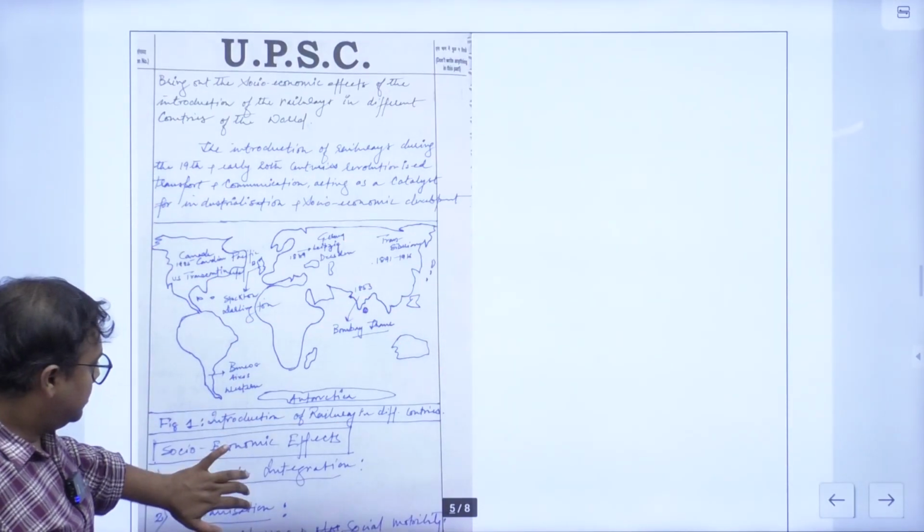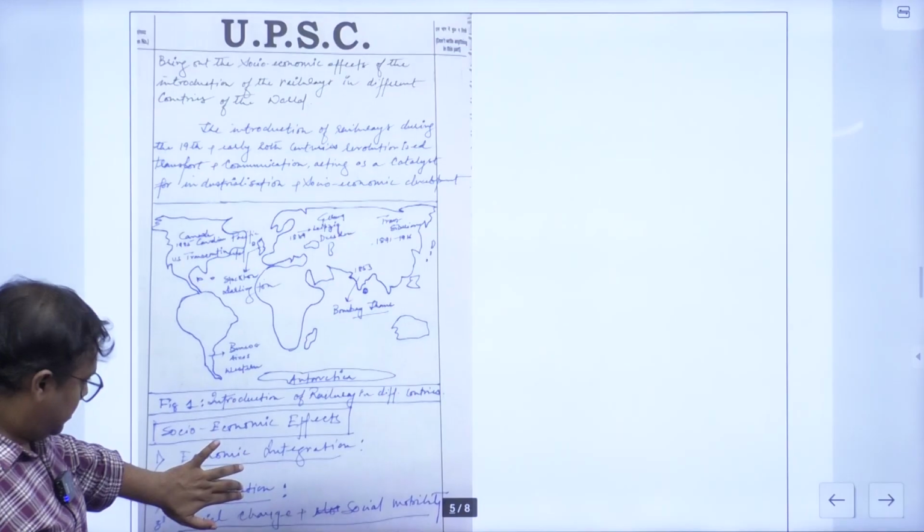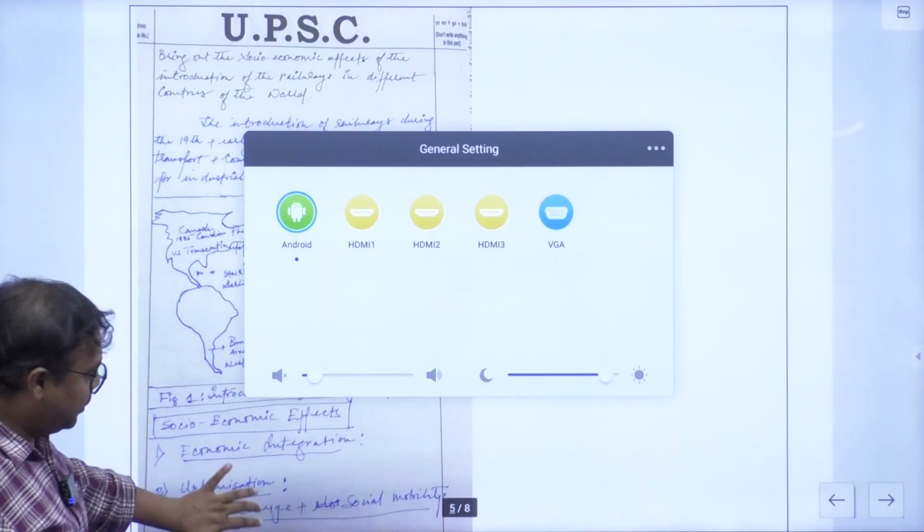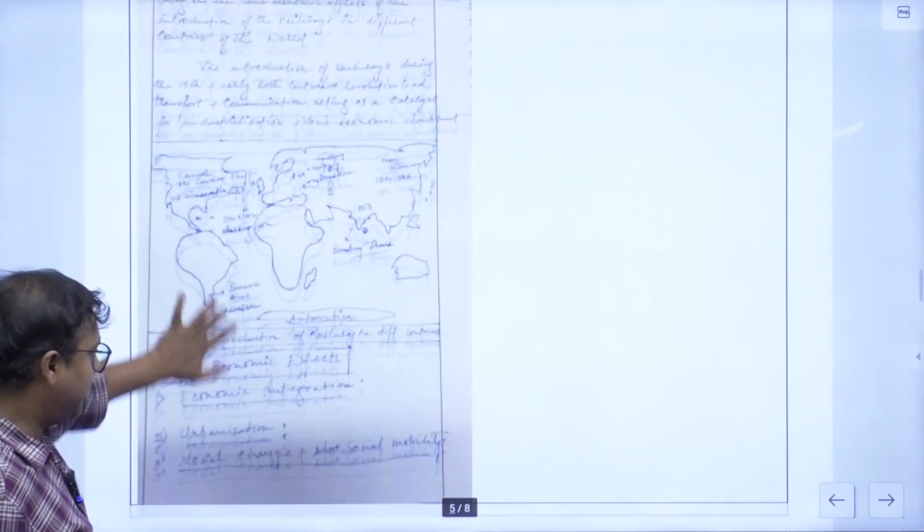Some questions, if you have to show a particular part of India, you have to draw a complete map. Good question. I'm coming to the India map now.